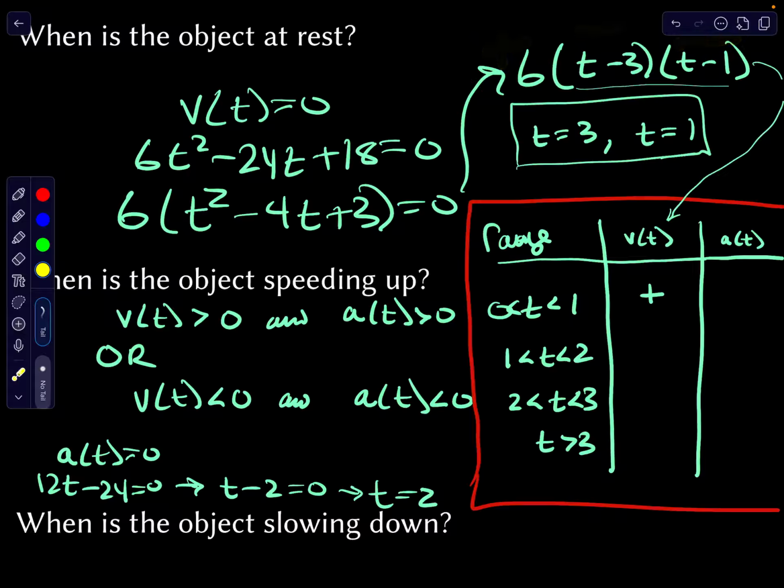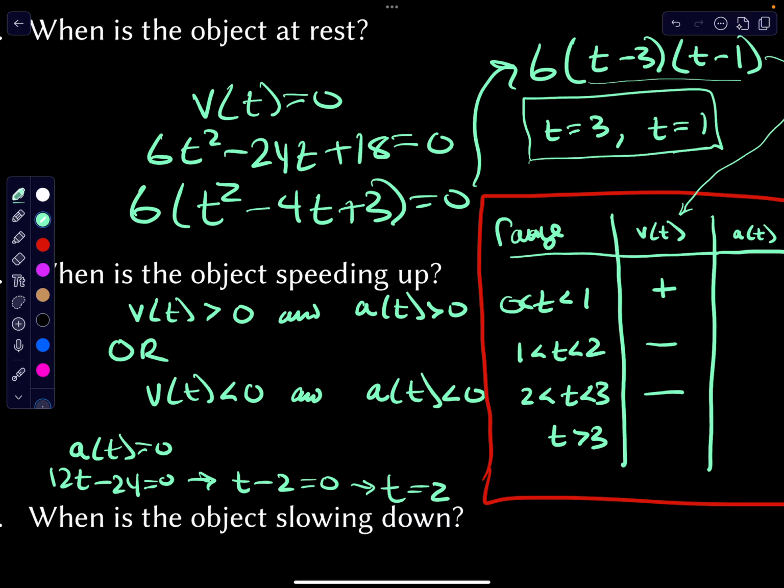So positive times positive times negative times, this was positive. So positive times positive is going to give me a negative number here. If you pick a number like 2.5 and do the same thing, that'll be negative. And then finally 3.5 or 4 or 5, you get positive.